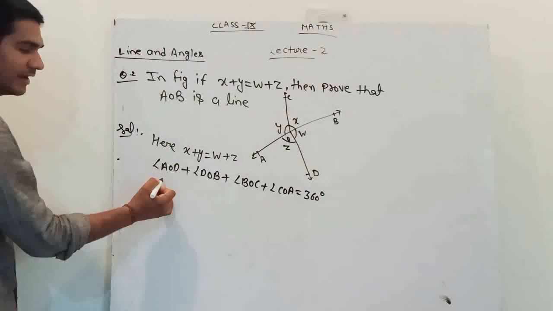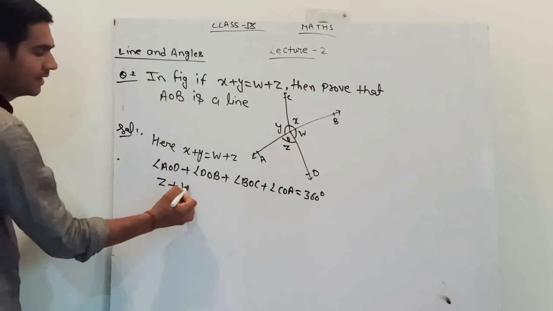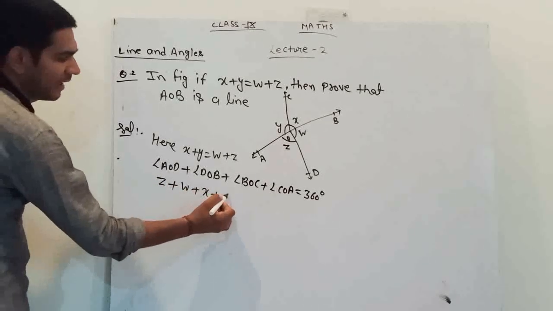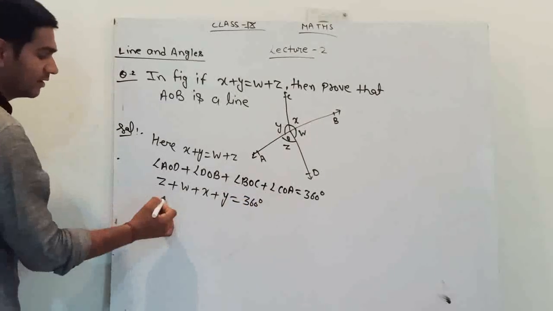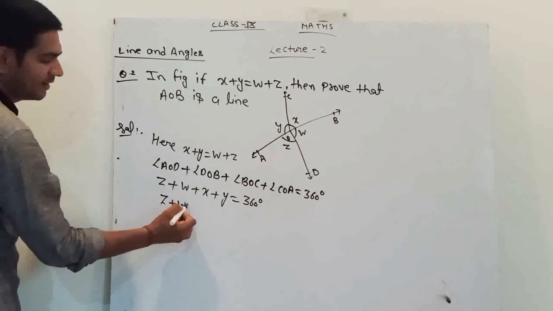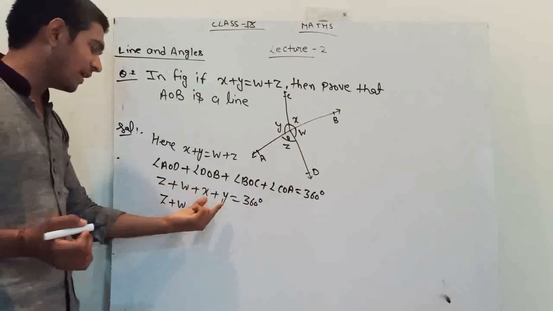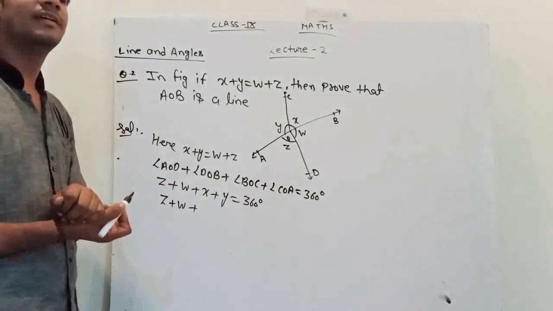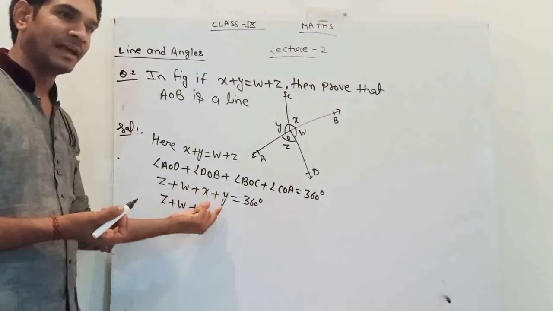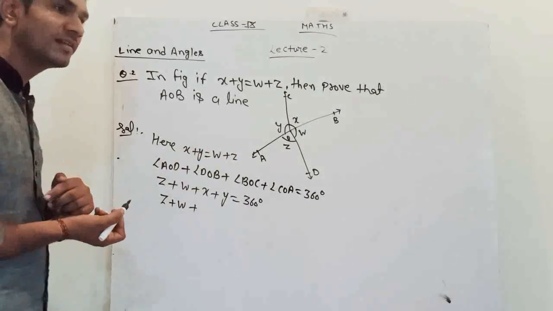Now, what is the value of angle AOD? Z plus W plus X plus Y is equal to 360 degrees. Now, W plus Z is as it is written. What is the value of X plus Y? X plus Y ki value kya given hai aapko? W plus Z. So, X plus Y is replaced by W plus Z.